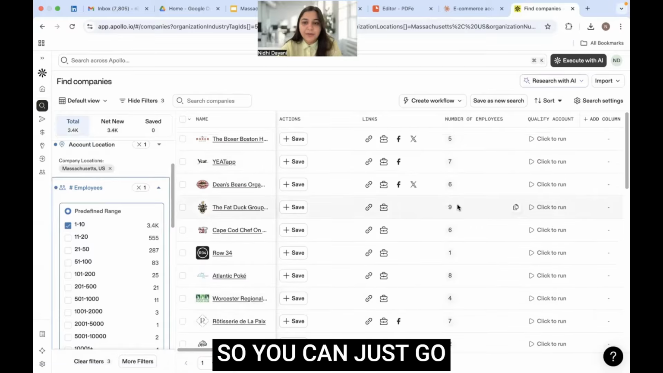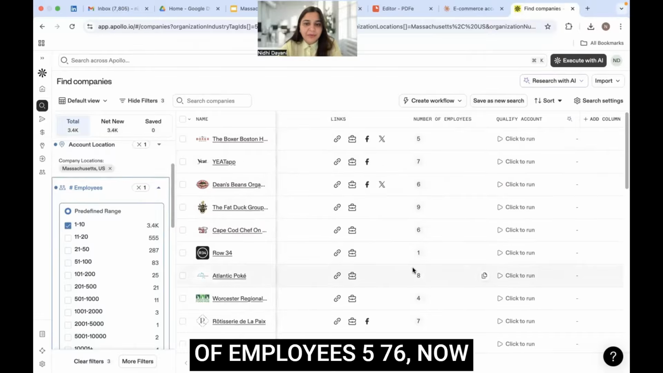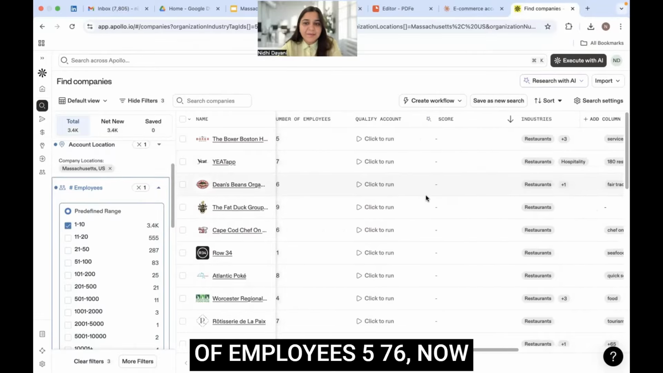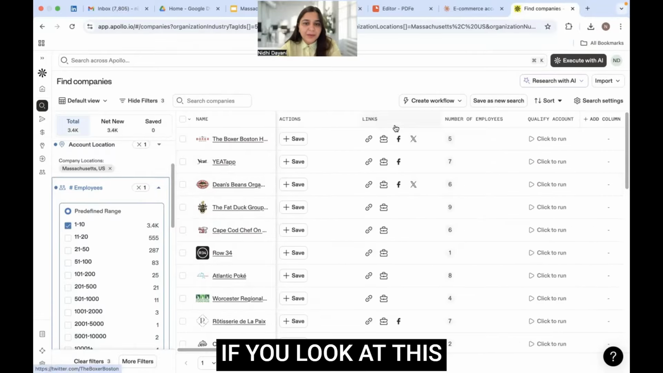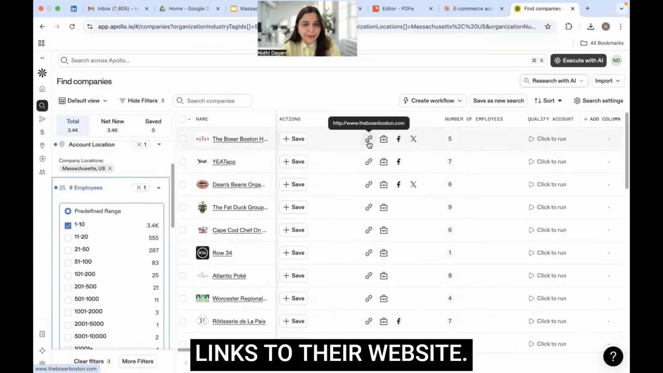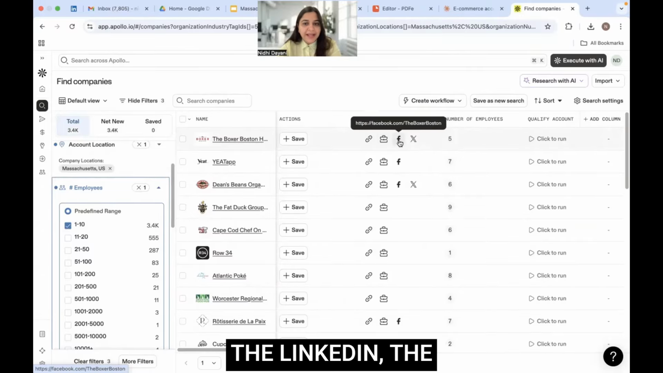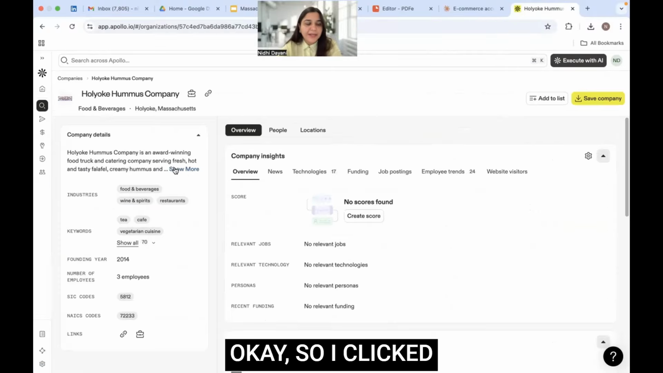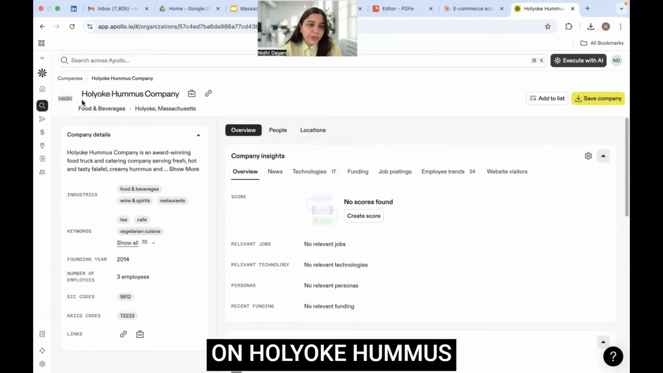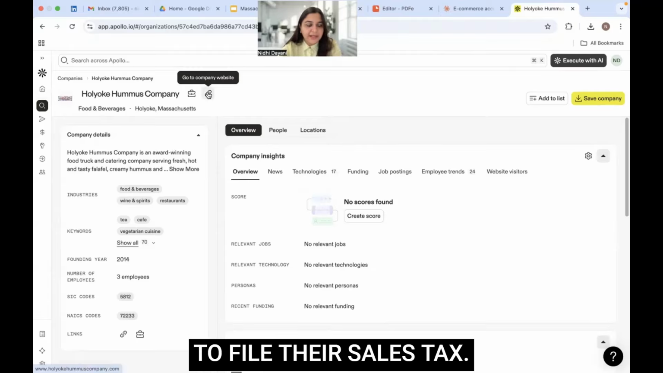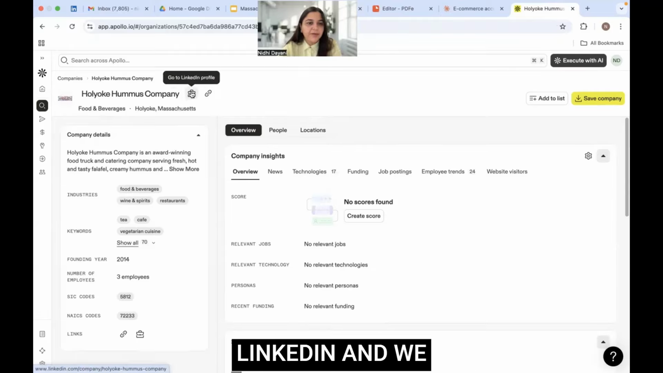You can just go ahead and see the number of employees, 576. If you look at this column, it has the links to their website, the LinkedIn, the Facebook, and Twitter. I clicked on Holyoke Hummus Company, and it's a food and beverages company. It's an award-winning food truck and catering company. So of course they need to file their sales tax. We have their LinkedIn and we have their website.